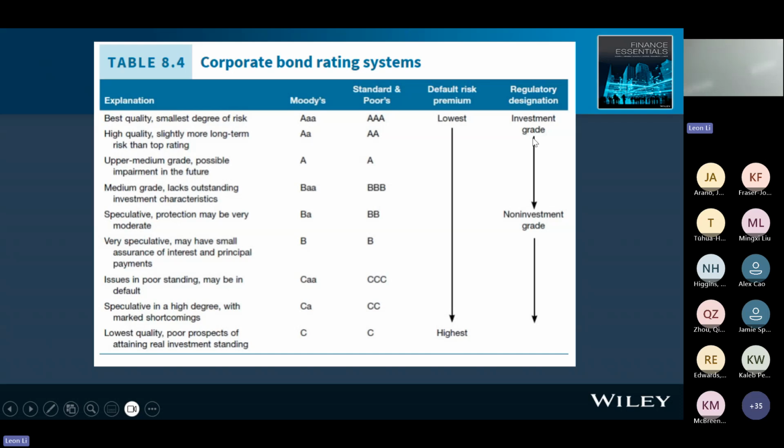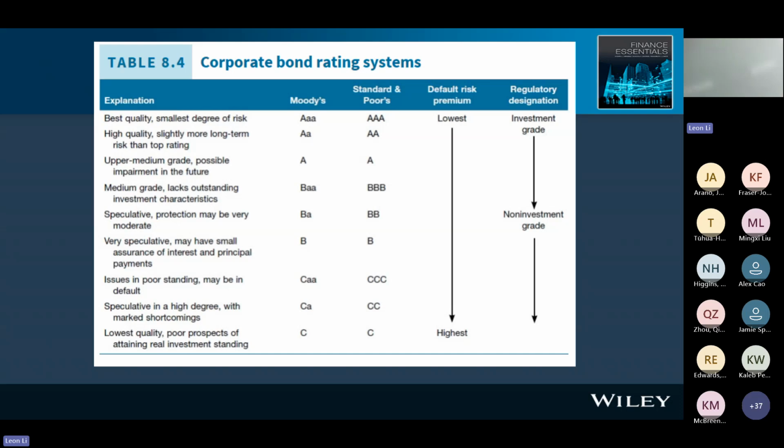And so you can see triple A to triple B, they are investment grade, right? So under triple B, non-investment grade, or in simple terms, they say it's a junk bond, right? Or garbage bond. So under triple B, the rating is too low, right? Non-investment grade. All right.